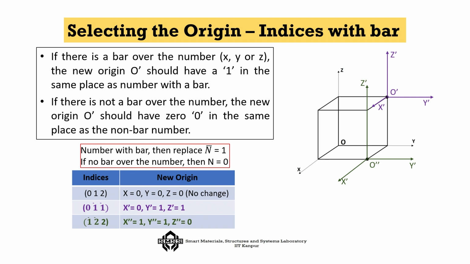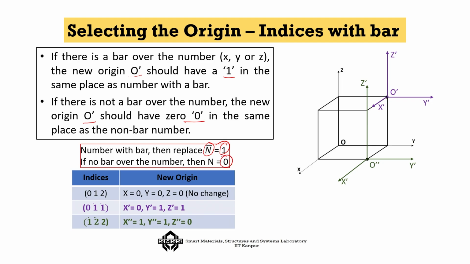So, if there is a bar over the number x, y or z, in that case how are we going to select the origin? In that case, the new origin O prime should have a 1 in the same place as the number with a bar. If there is no bar over the number, the new origin O prime should have 0 in the same place as the non-bar number. So, for a number with a bar, replace it: n bar equals 1, and if no bar over the number, n equals 0.